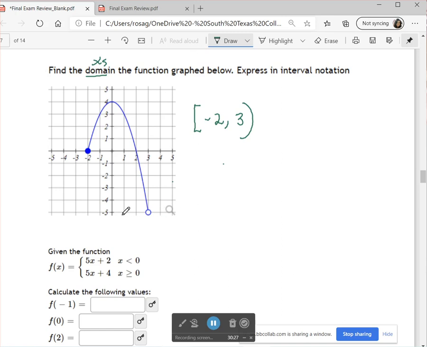Now, if it was the range, then you would do the y. So the range would be from -5 all the way up to 4. Now, the -5 would be open circle, or parenthesis.